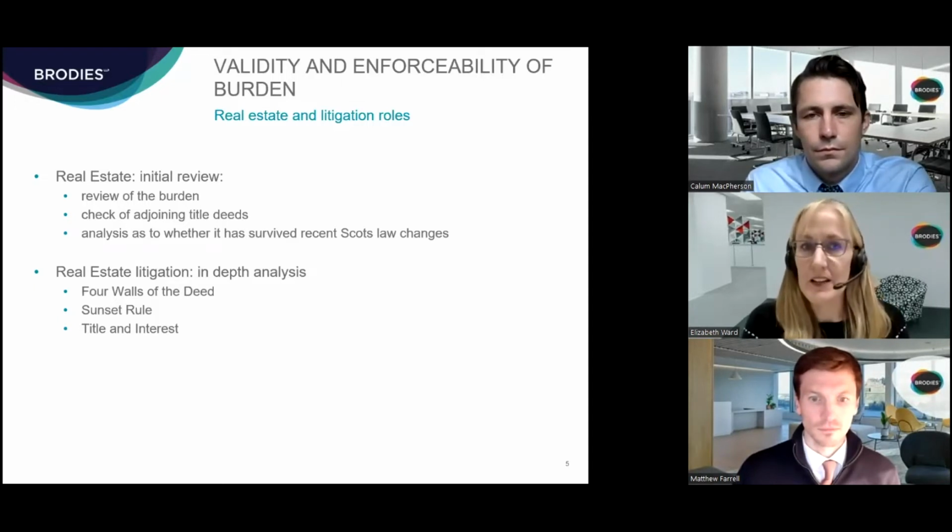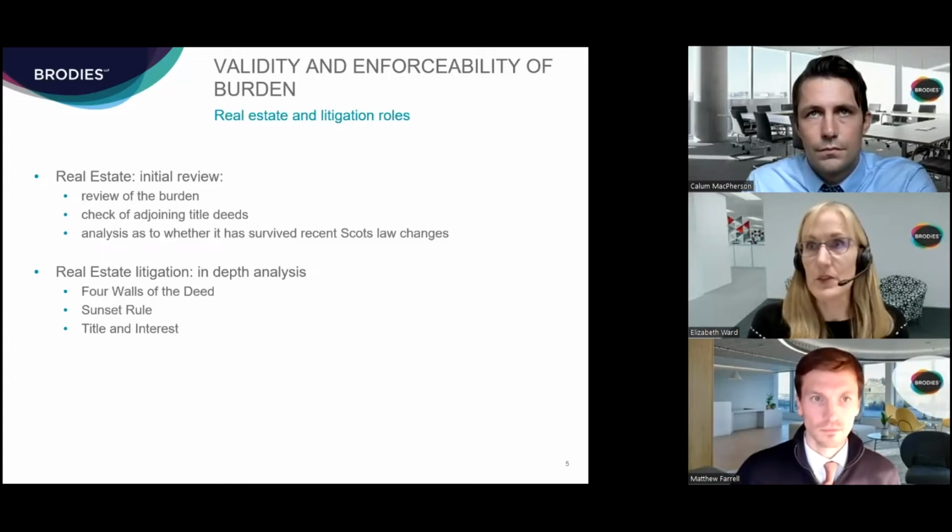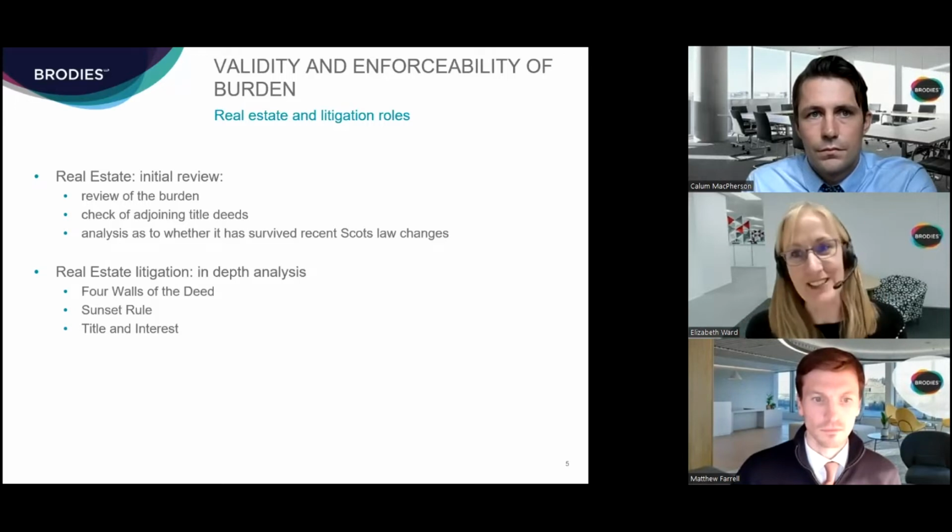We also do a brief analysis on whether it survived the recent Scots law changes, and this is in relation to the abolition of feudal tenure, where very old burdens could have been extinguished. It's a very prescriptive test for that. It's quite a detailed analysis we have to go into. It's not carte blanche, so if it's an old burden from 1760, you can't automatically ignore it. Unfortunately, that's not the case. I'd like to tell you that it is, but it isn't. So we then have to analyse it to see whether or not it could still have survived those changes in the law.